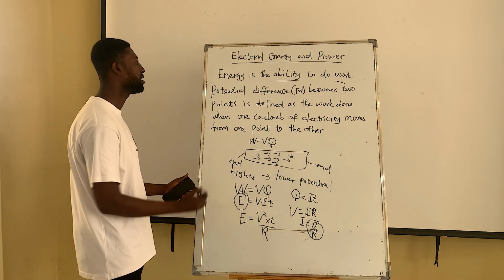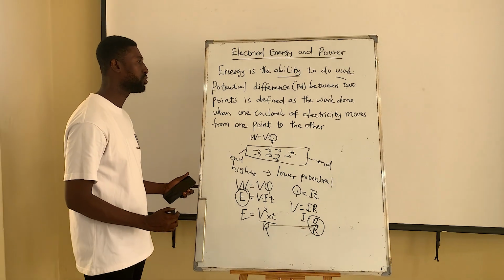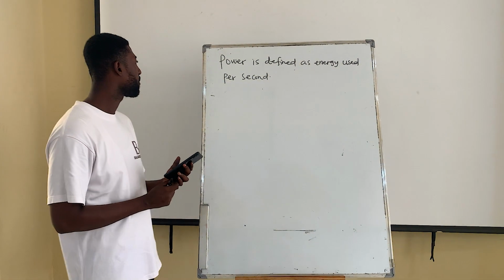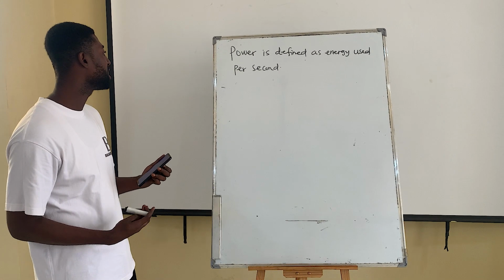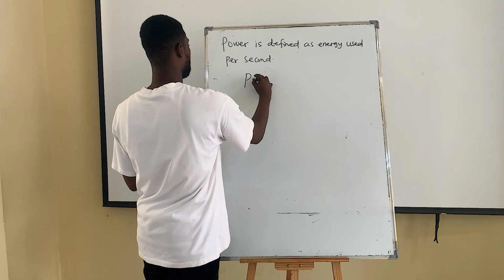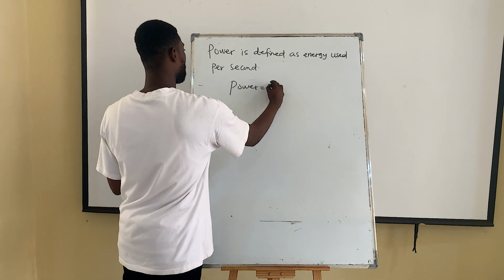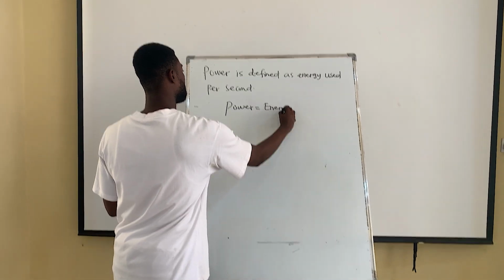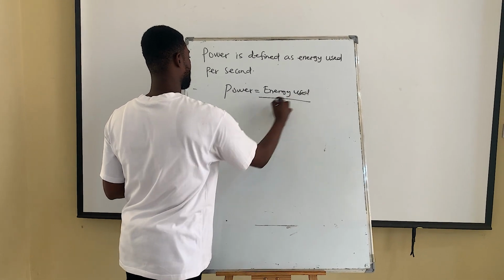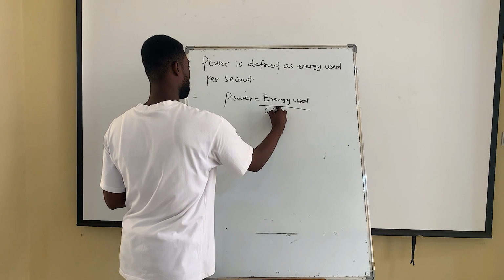So let's finally talk about power. Then with one example, we can end this session. We are saying that power is defined as energy used per second. So power is equal to energy used per second. That is time.